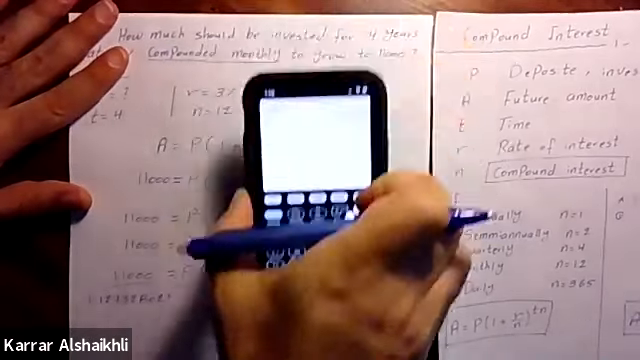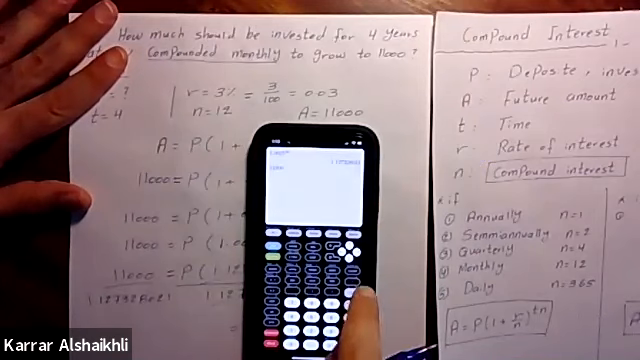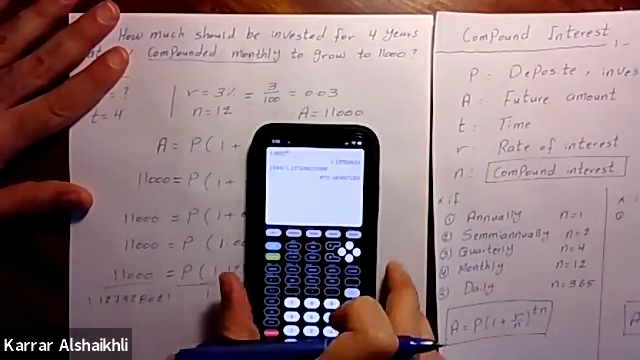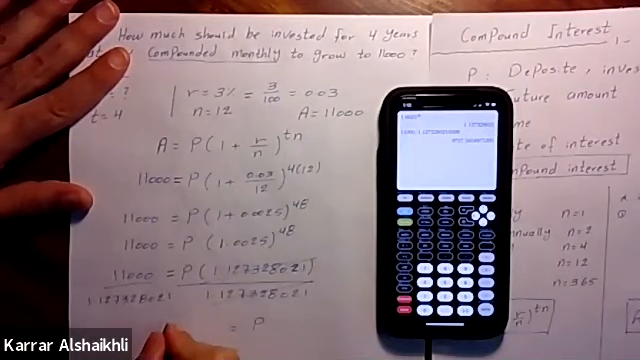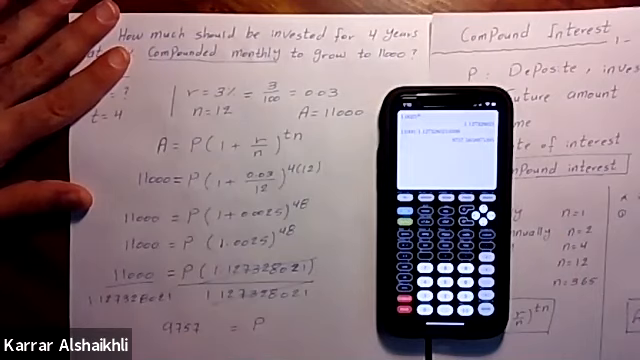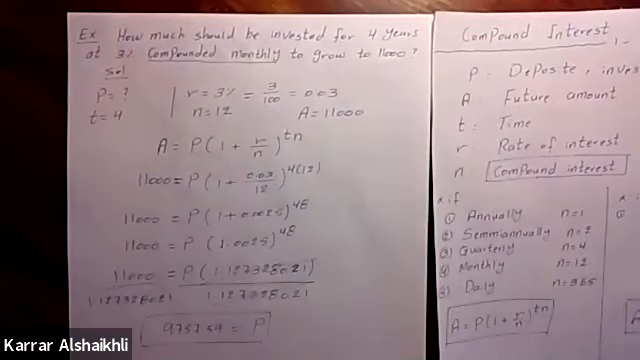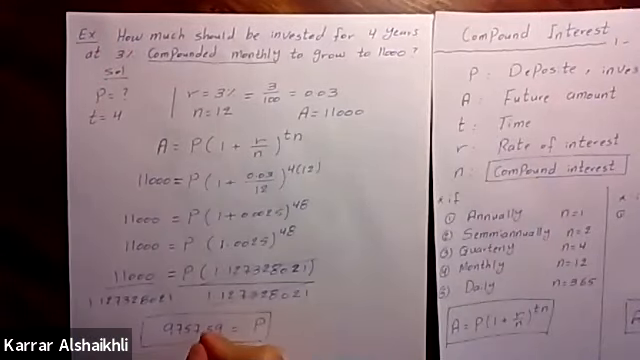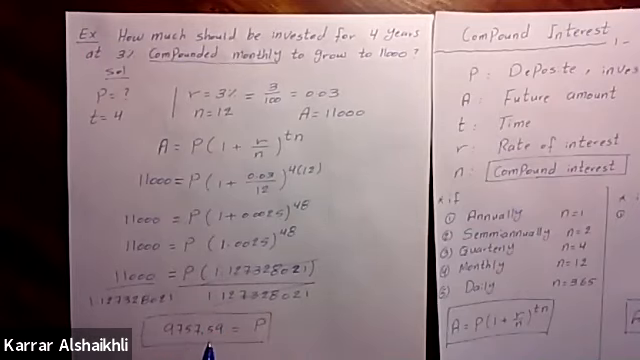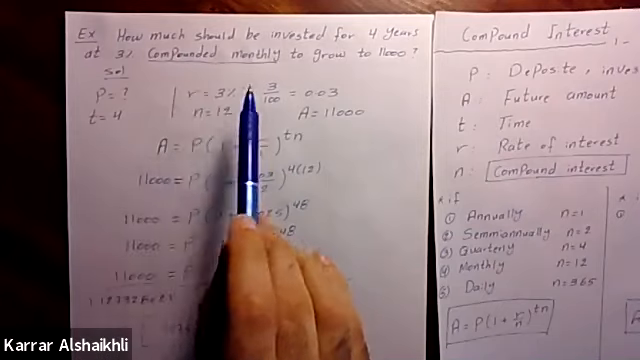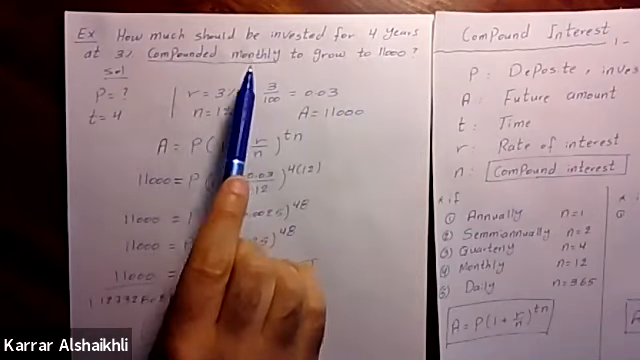Now let's divide 11,000 by this number, and it is going to be 9,757 point. I'm going to take also 2 decimals, 59. That means if you invest 9,759.59 for 4 years, compound monthly.